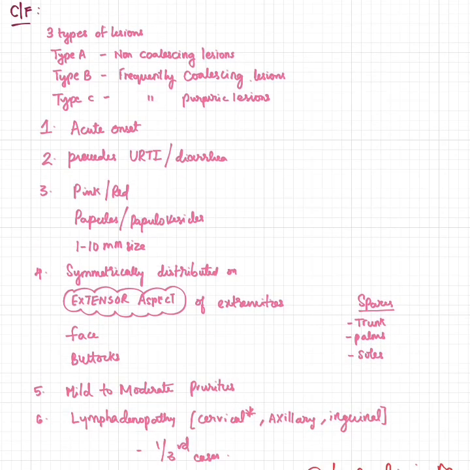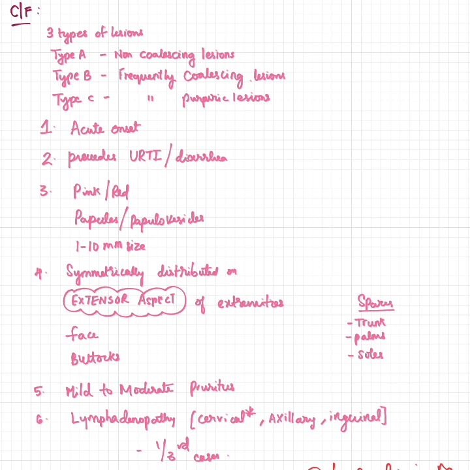Coming to clinical features, 3 different varieties of lesions can be seen. These lesions are categorized into type A, type B and type C. In type A, we see non-coalescing lesions which are symmetrical in distribution and they are small, round and pink. In type B, we see frequently coalescing lesions, and by coalescing they form large edematous and pruritic lesions on the limbs. And in type C, we see frequently purpuric lesions. They have prominent symmetrical distribution, erythematous appearance, and they last for more than 2 months.